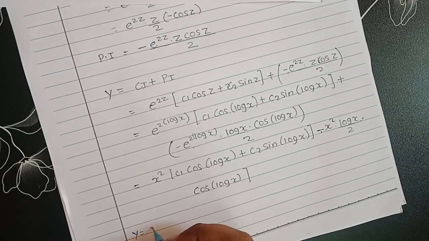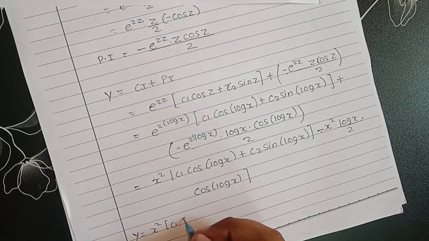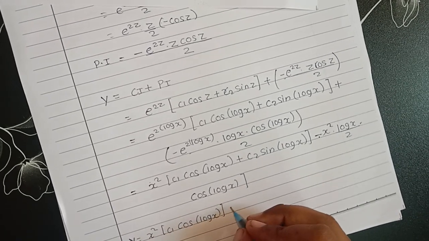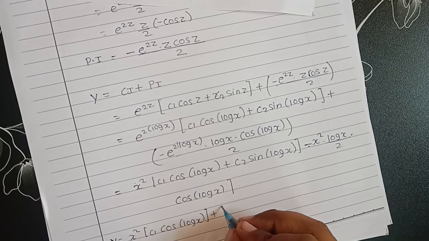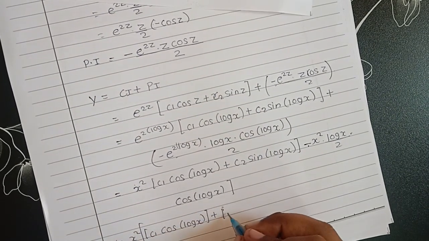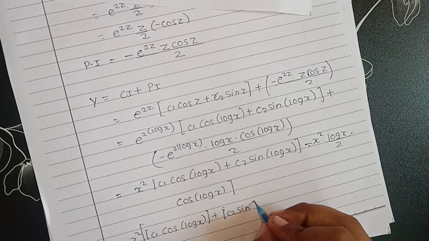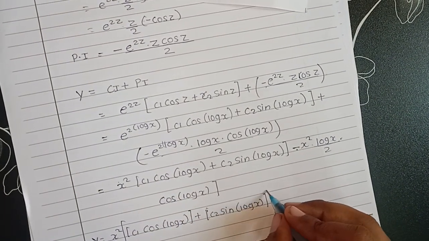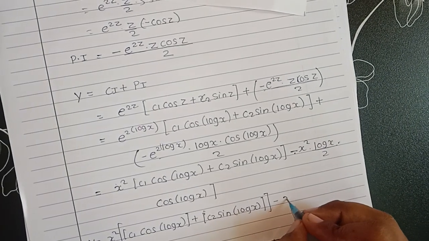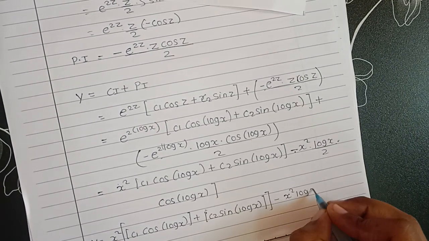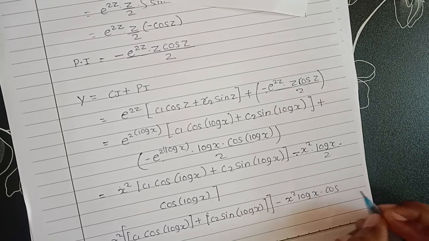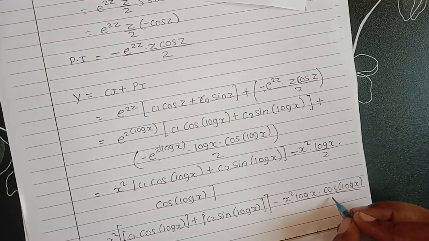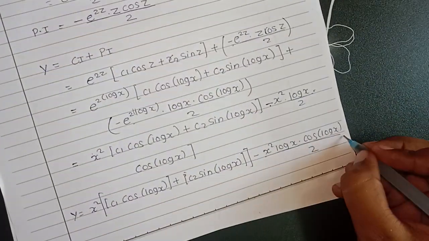So y is equal to x square c1 cos log x plus c2 sin log x, minus x square log x into cos log x whole divided by 2. So this is our final answer.